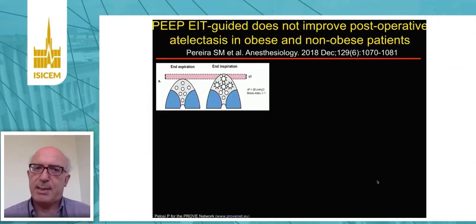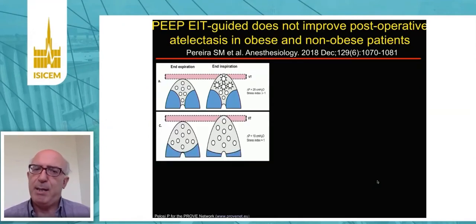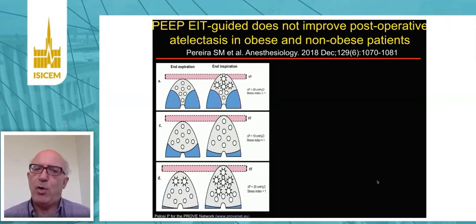So how to set PEEP in obese patients? This is a representation of the changes in driving pressure from end expiration to end inspiration at a lower level of PEEP. When we increase the PEEP, we may observe a reduction in driving pressure and a reduction in the stress index due to the reopening of the lung at end expiration. But when we increase PEEP too much and we overdistend the upper part of the lung, we can observe again a further increase in driving pressure. So the increase in driving pressure may be an indicator of an excessively low level of PEEP and collapse of the lung, or excessive overinflation of the lung.